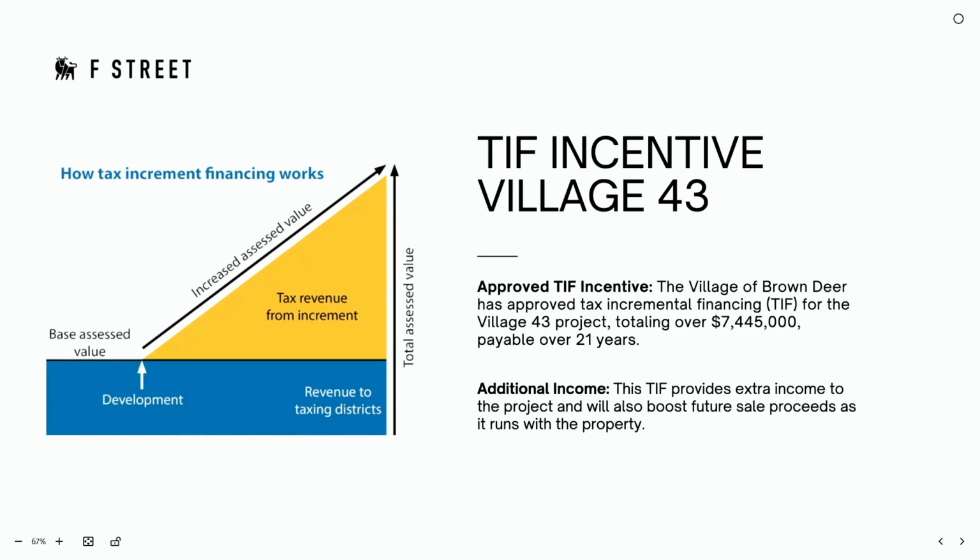Okay, so wrapping up Village 43, as I mentioned, we do have a TIF incentive. We have almost $7.5 million payable over 21 years to the project. The Village is providing us with tax incremental financing, TIF, for this project of almost $7.5 million. That goes to enhance all the investors. That means that we're not paying tax on the project, essentially, for the period of 21 years.